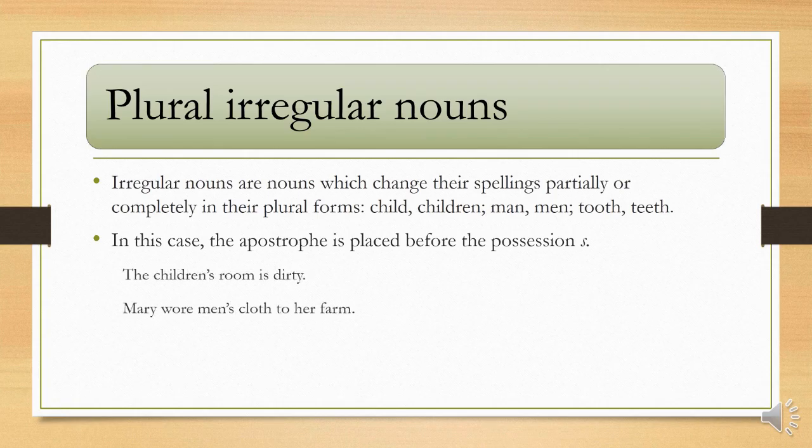Look at that. The children's room is dirty. Mary wore men's clothes to her farm. So you can see, just like you have in the singular noun discussed earlier, the same thing is happening to a plural irregular noun. Children doesn't end with an S, so you add the apostrophe and then the S. Likewise, men, you include the apostrophe and then you have the S coming after the apostrophe.